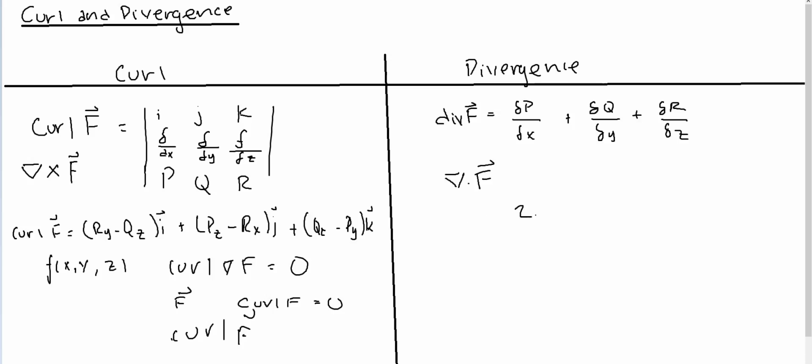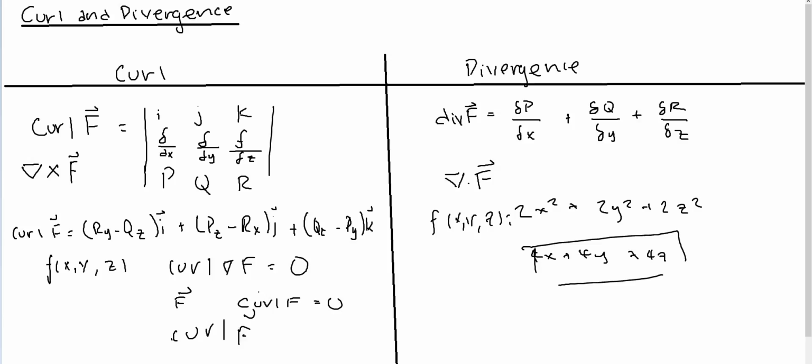So if we had 2x squared plus 2y squared plus 2z squared, and that was our F of x, y, z. If we said find the divergence of F, we'd just say okay, 4x plus 4y plus 4z. And that's literally as simple as it goes. While the curl is a little bit more difficult, the divergence is a lot simpler.